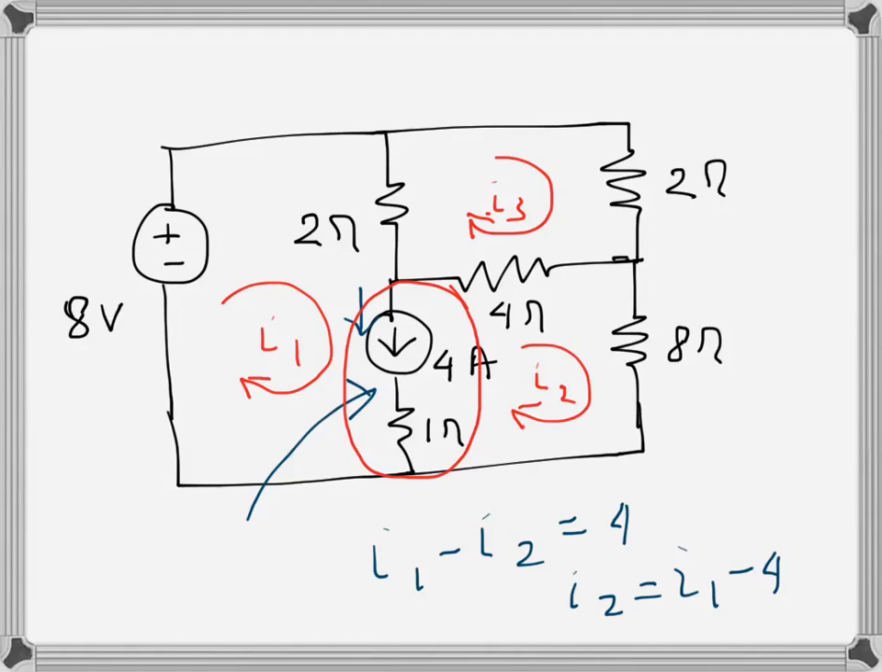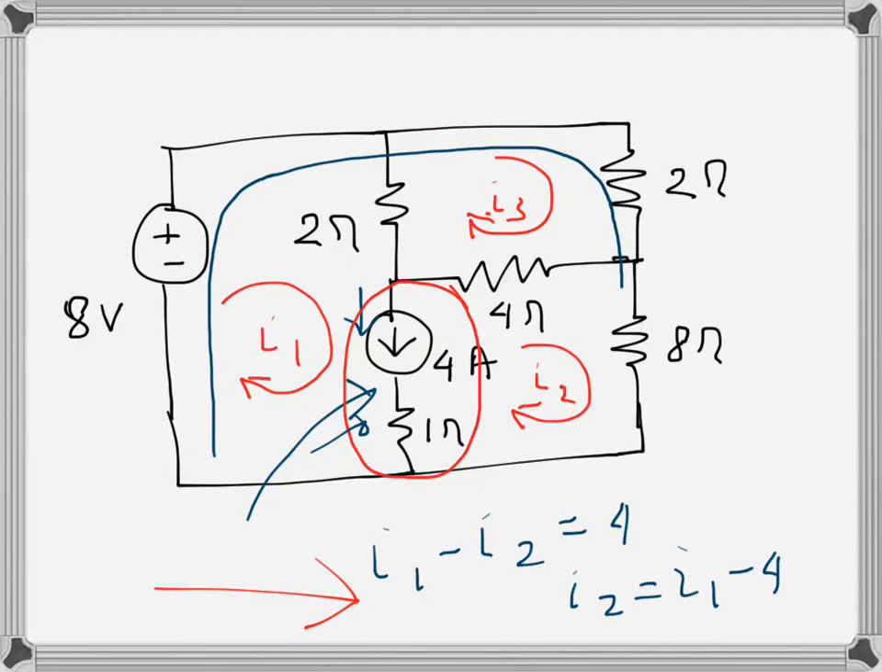There are three unknowns here, three mesh currents, so we will need at least three equations. We already have one equation here. Let's see if we can find two more equations avoiding this particular branch. We can write one KVL equation in this outer loop, and another equation just in this inner loop. So we will have two more equations, and that will give us three equations.